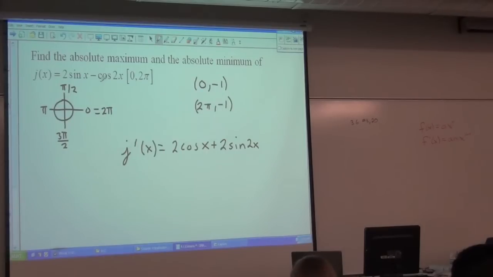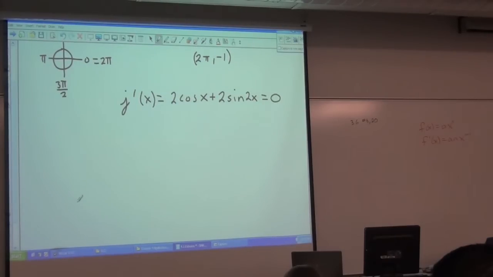We had to do the chain rule. The derivative of cosine is negative sine, that made a positive sine. The derivative of 2x is 2, so we multiply by 2. So cosine and sine are always continuous. They're never undefined. So now we just have to figure out where that equals 0.